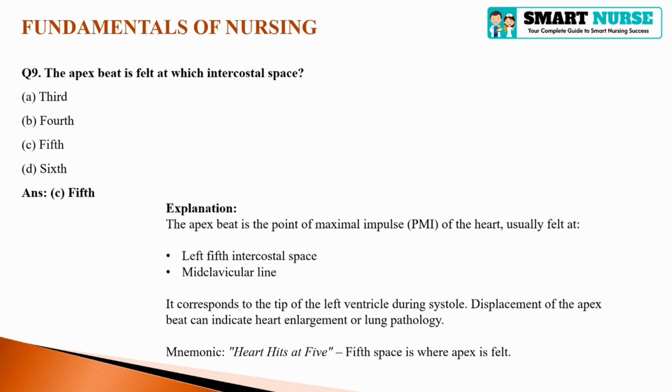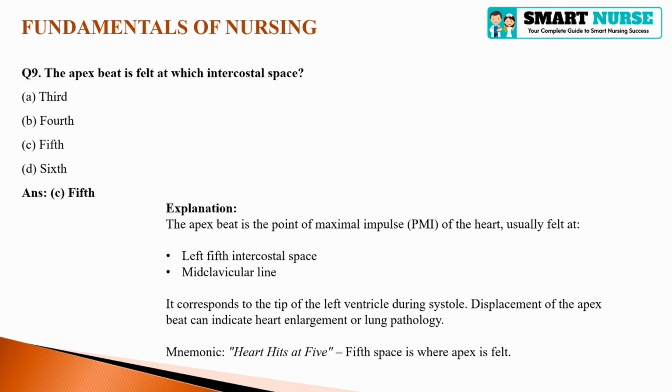What are the options given? Third, fourth, fifth and sixth. The answer is C, the fifth. The apex beat is the point of maximal impulse, the PMI of the heart, usually felt at the left fifth intercostal space. Because of that, the answer is the fifth.